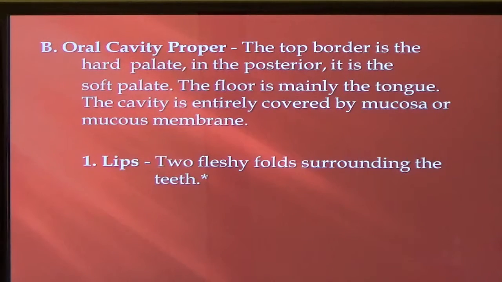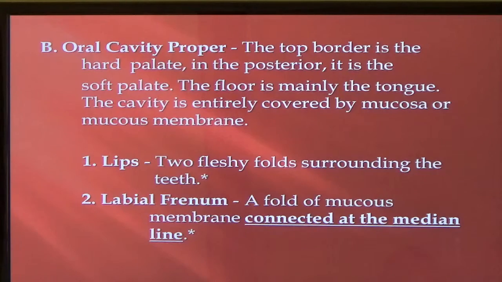Okay, so starting from the outside, and yeah, you've got that picture right there. You've got the lips. Everybody knows what the lips are. Fleshy folds surrounding the teeth. Then frenum. Frenum means, everybody talks Spanish, freno, brake. So freno is a brake, but frenum is a fold of mucous membrane or tissue that connects at the median or middle line.